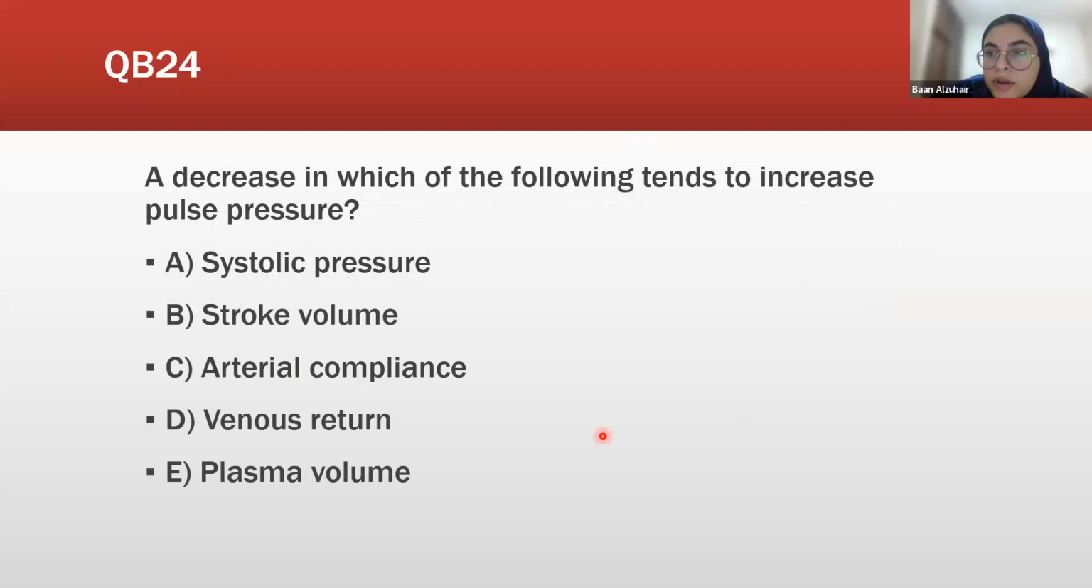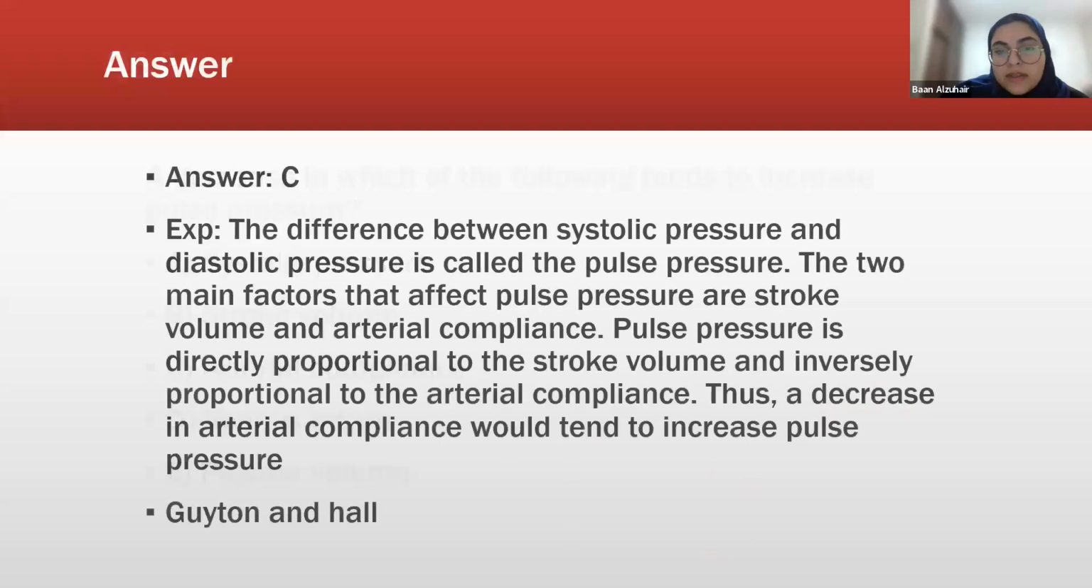I think we had this question before, right? A decrease in which of the following tends to increase pulse pressure? If everyone understands this concept, we can skip it because we had a very similar question before. Okay, let's see the answers. Yeah, they know it. It's compliance.